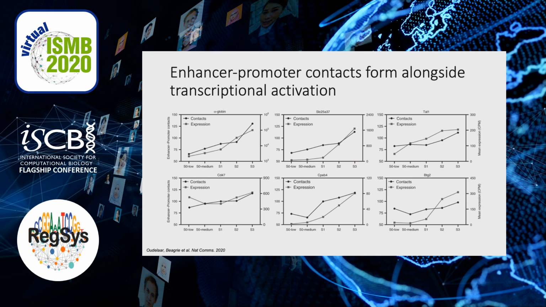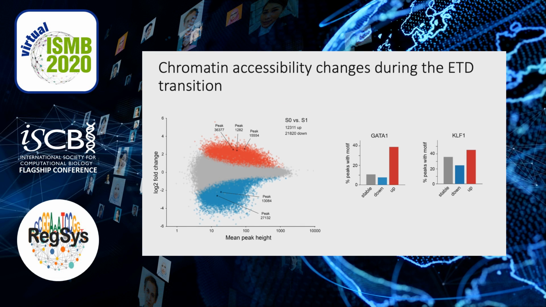All of that was published just a few weeks ago in Nature Communications, so please feel free to go and read that if you're interested. At the moment we're now using chromatin accessibility changes to try and figure out which transcription factors might be involved in this switch, forming the loops and activating the gene. We've looked at peaks which change in accessibility between S0 and S1, and we found strong enrichment for GATA1 and KLF1 motifs, which we're now looking to follow up.